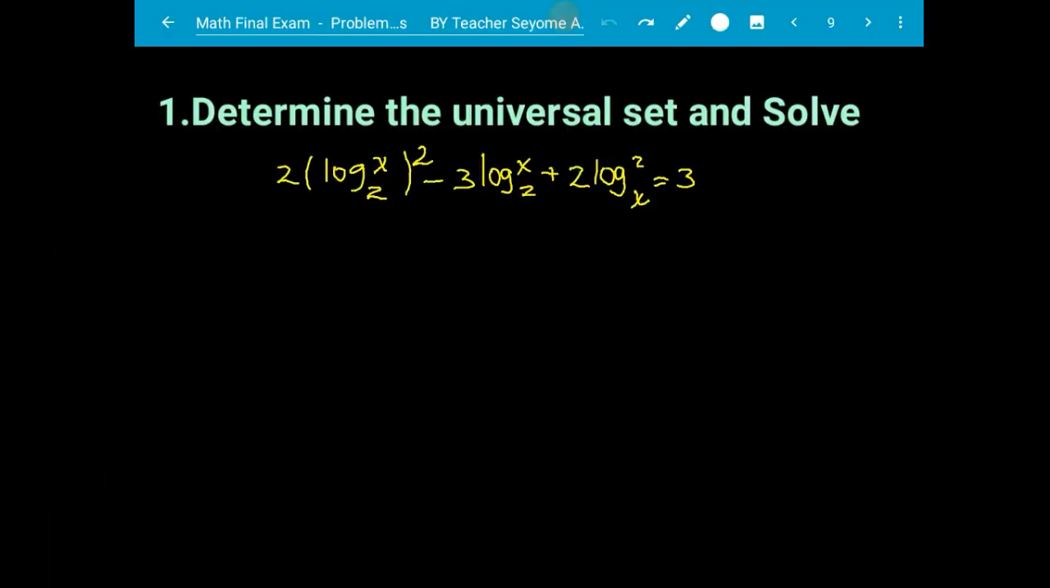In this video, we are going to see how to solve a logarithm equation. First, determine the universal set, that means the domain, and solve this problem.